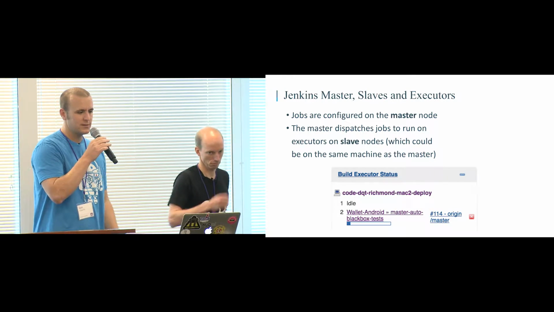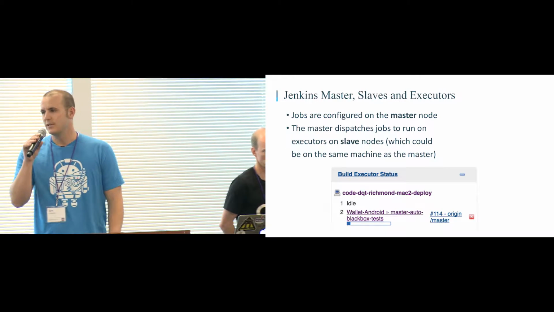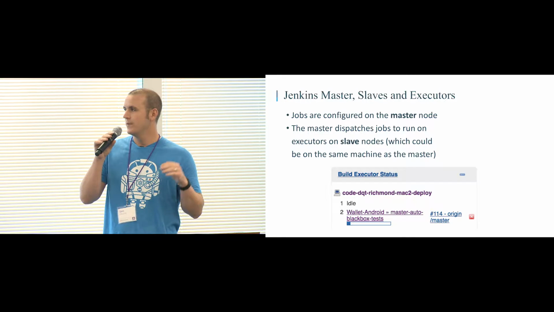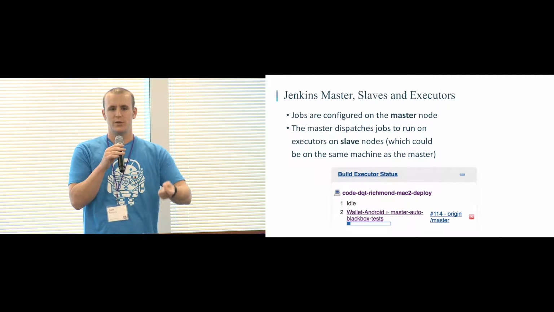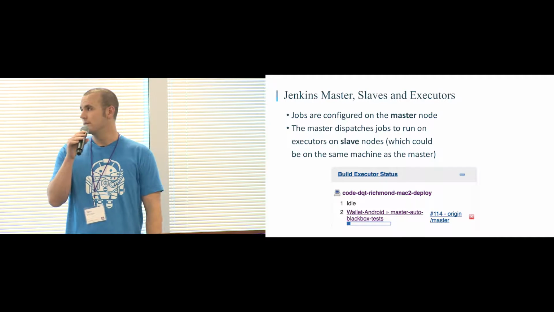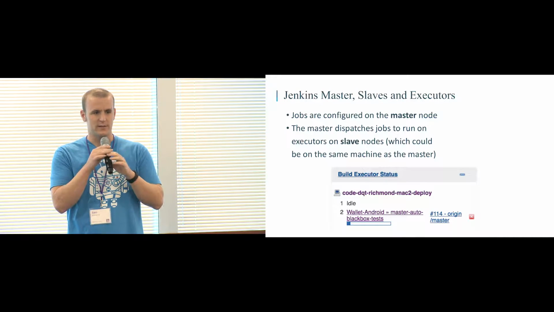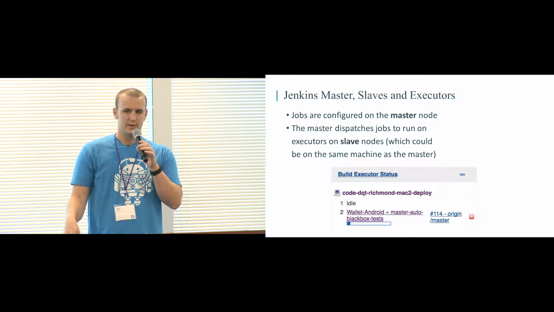Now, master, slave, and executors. Everything you've seen so far is the master node. The master node of Jenkins is responsible for all the configuration for all the jobs. That's where you create your jobs, you manage them, you manage the plugins. But all the work is not done on the master. It's done on slaves and on executors on the slaves.